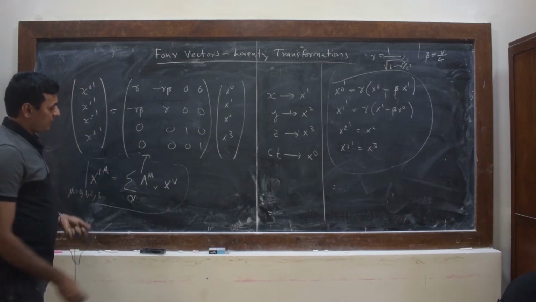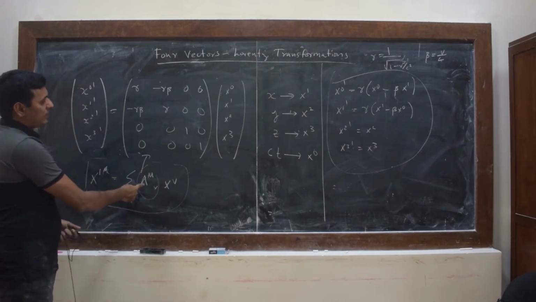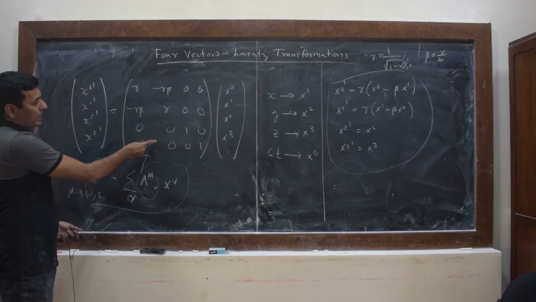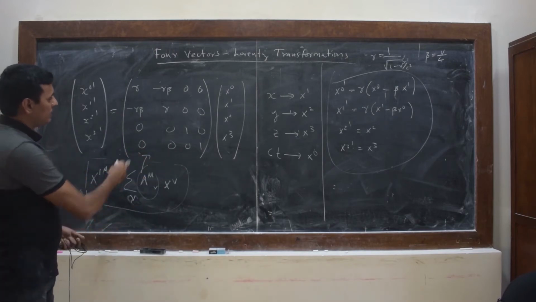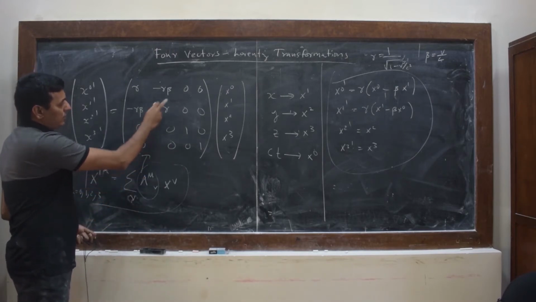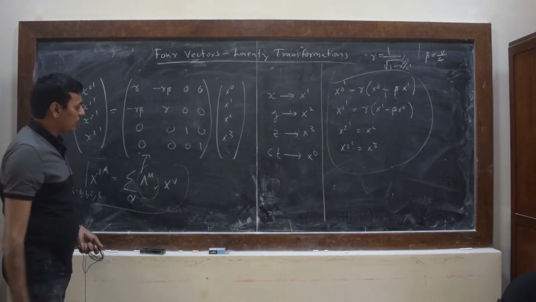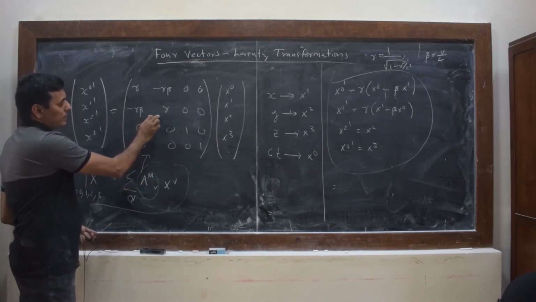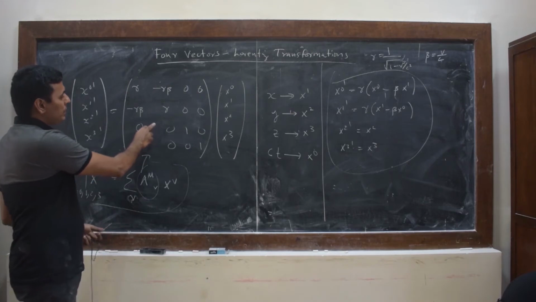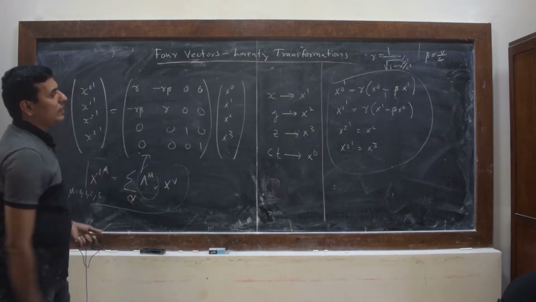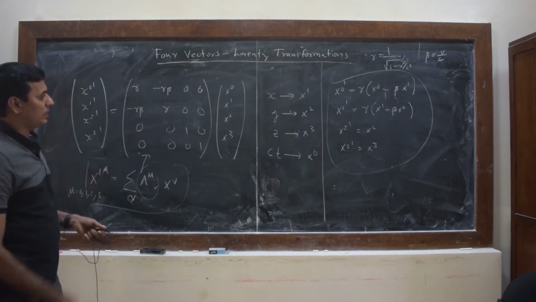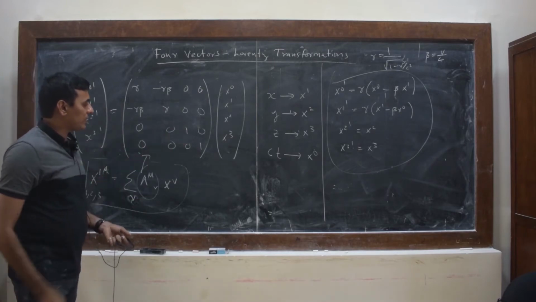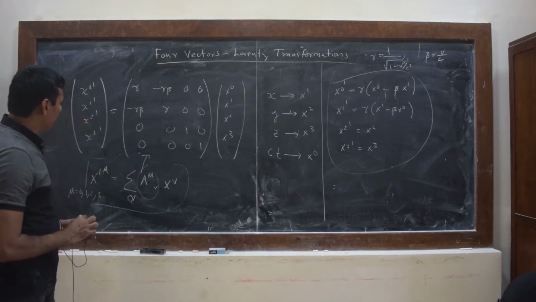Remember that these are the elements of a 4 cross 4 matrix like this. In a more general context this will again be a 4 cross 4 matrix, but it will not be as simple as this matrix. It is simple here because I assume that S prime is moving in the positive x direction of S.